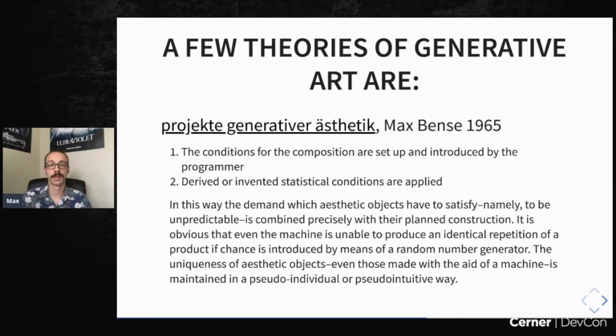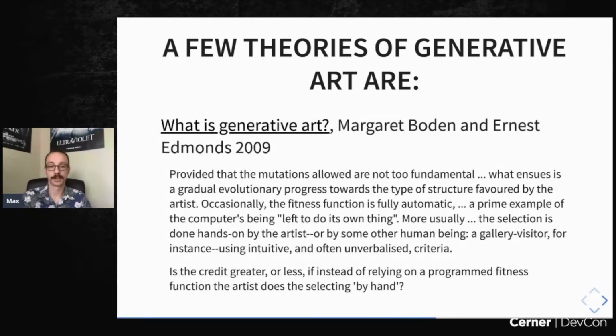Going back to Margaret Bowden and Ernest Edmonds, this is one of the research pairs that we heard a definition from earlier. So they build up a little bit on that. They talk through some of the different ways that those fitness functions can be applied, whether that's a computer function or somebody judging the art and manually selecting which one appeals to them, and continuing to iterate on the appealing processes.